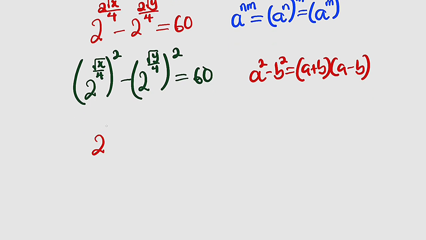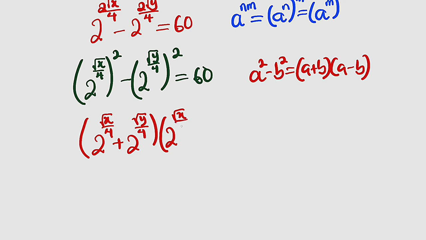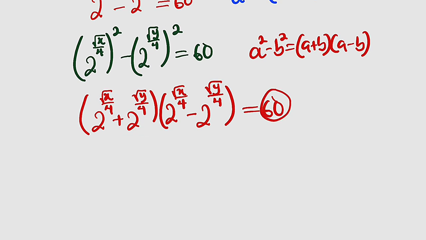We have 2 raised to the power of square root of x divided by 4 plus 2 raised to the power of square root of y divided by 4, multiplied by 2 raised to the power of square root of x divided by 4 minus 2 raised to the power of square root of y divided by 4. This remains equal to 60. So now that we have two factors on the left multiplying each other and the result is 60, why not express 60 as a product of two of its factors? So let's do that.